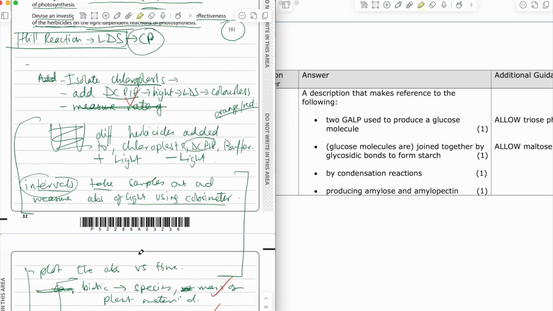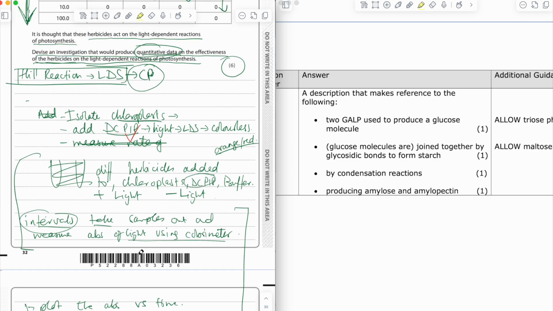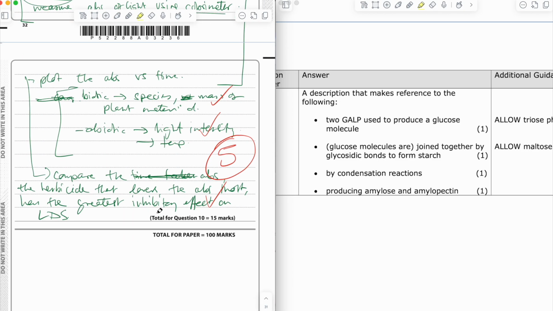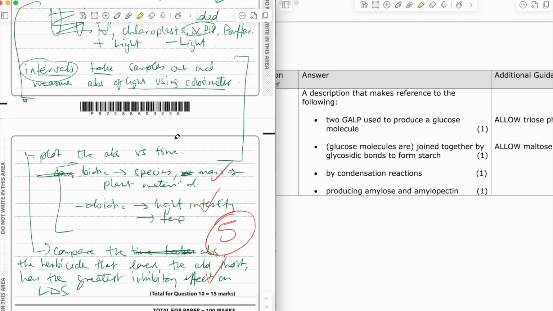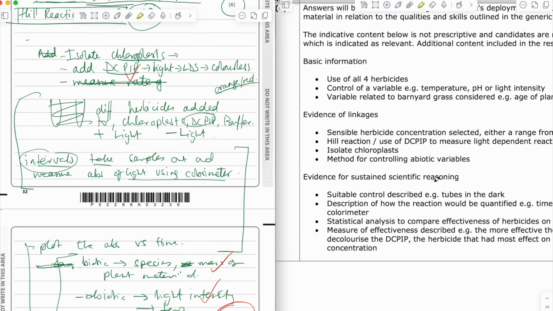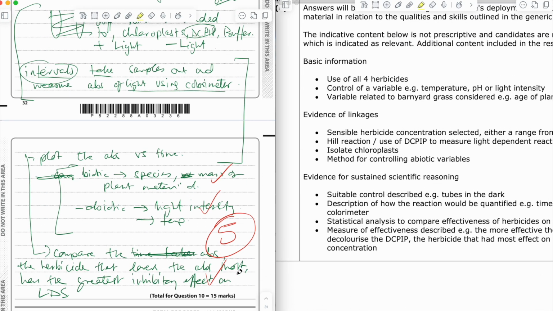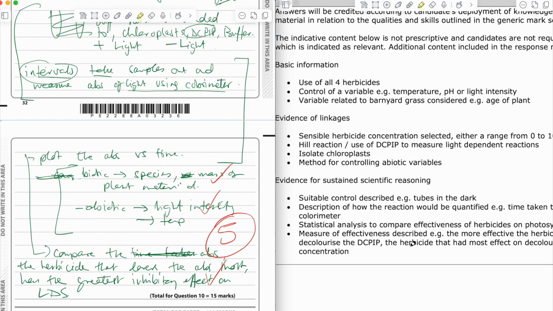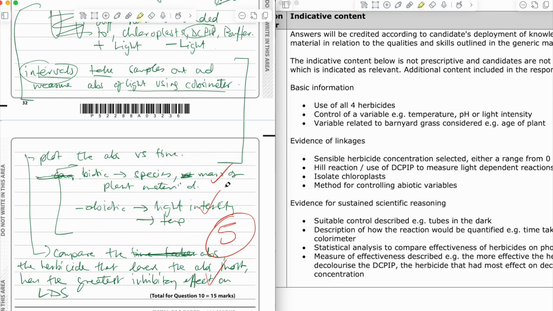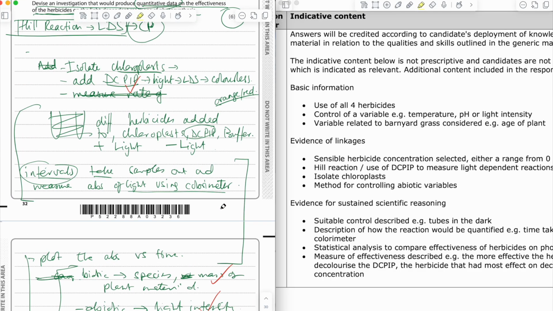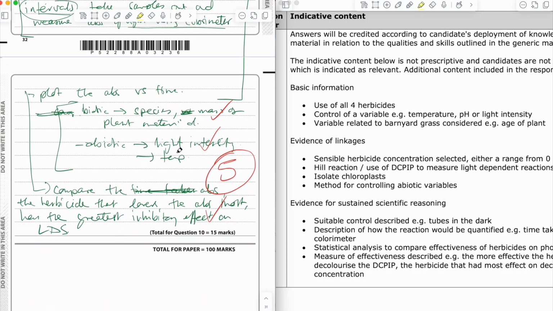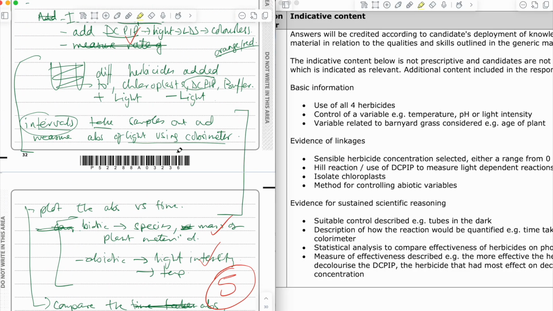Then the last question was a 6 marker. I left this in a planning stage. I didn't really write everything down, but I've put all the main points down. Now let's go to the mark scheme. What did I miss? Compare the time, measure the effectiveness. I think I did. Why did I give myself 5? Maybe I just gave myself 5 because leaving that answer in that state doesn't deserve 6 marks. That's just how it is.